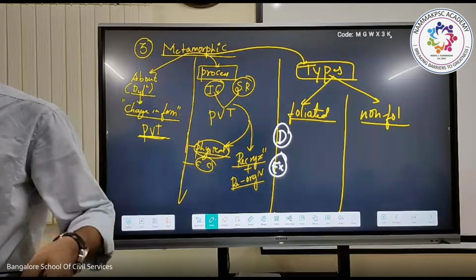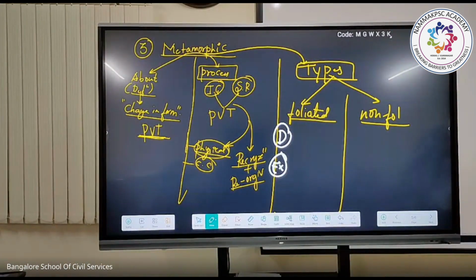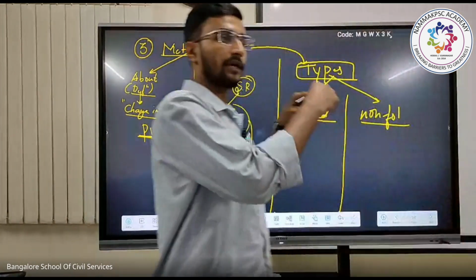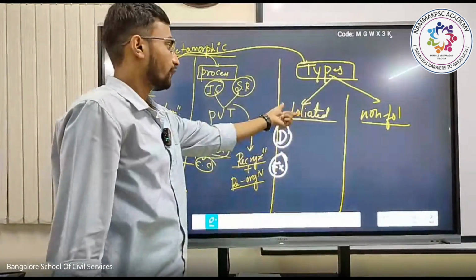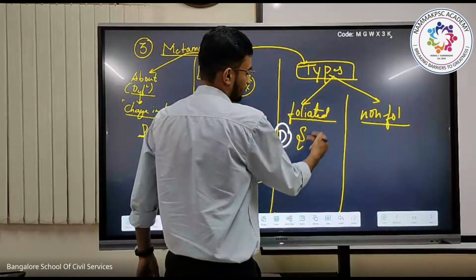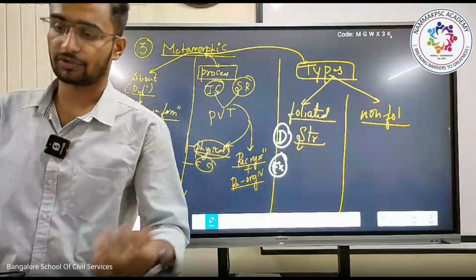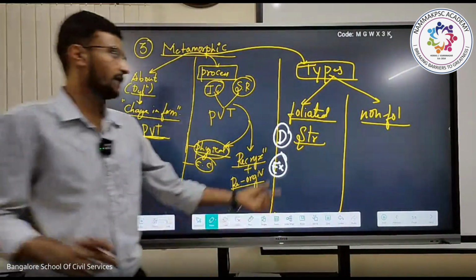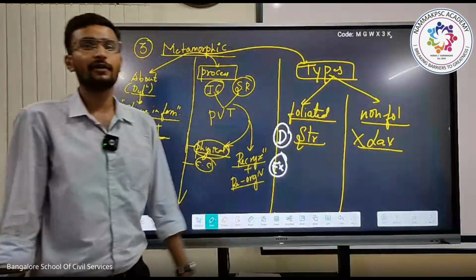The most important one, sir: what is foliated? Foliated is nothing but the presence of layers, or I can say presence of strata, on similar lines to sedimentary rocks. Non-foliated does not have layers.